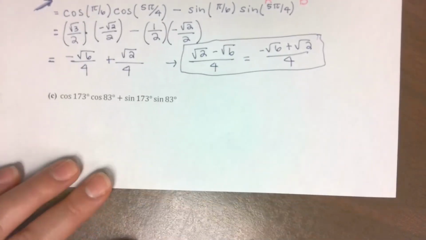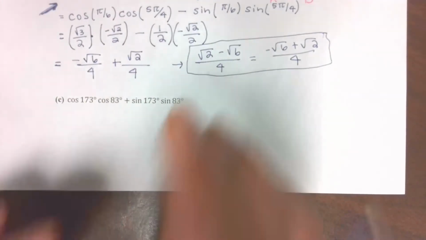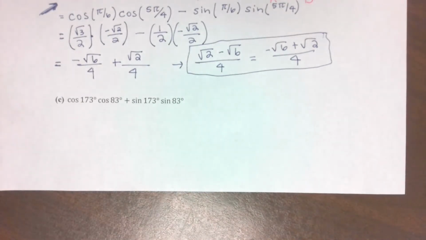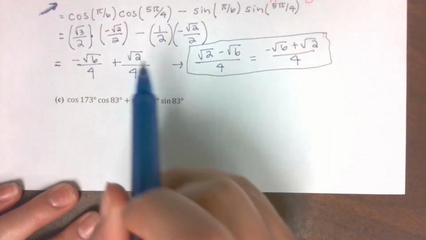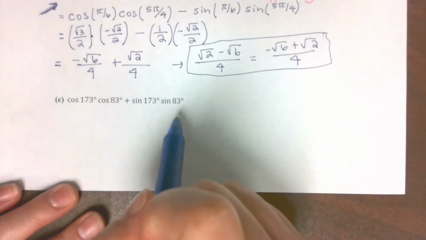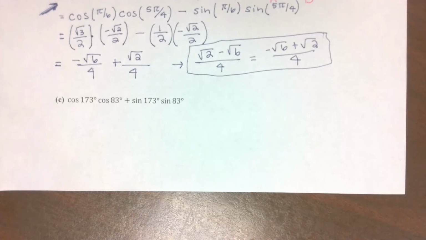So let's talk about C. Okay, so C, we're going to go the opposite way. So you'll just need to know by looking at this what type of identity you're going to use. When it's in this form, a trig function multiplied by a trig function, plus or minus a trig function multiplied by a trig function, it's going to be a sum or difference identity. And then it'll be based on whichever trig function you are looking for.